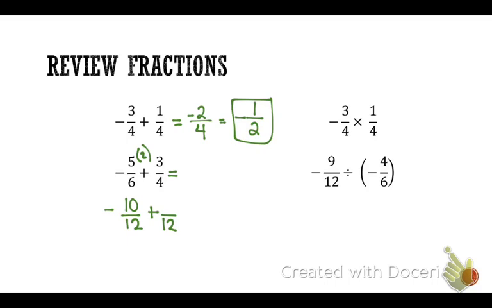I heard it. 9, because 4 times 3 is 12. So 3 times 3 is 9. Again, do I do anything with my denominators? Adding wise? Nope, I just bring it over. So what is -10 plus 9? Is it 1 or -1? -1. Can that be reduced any further?